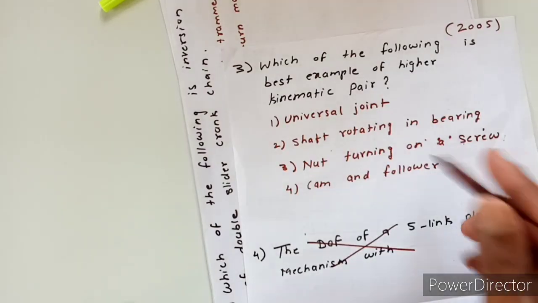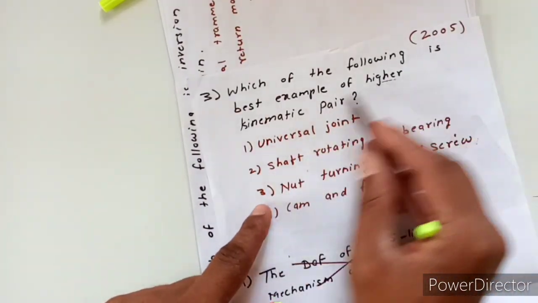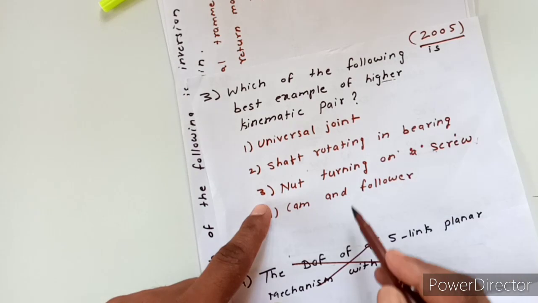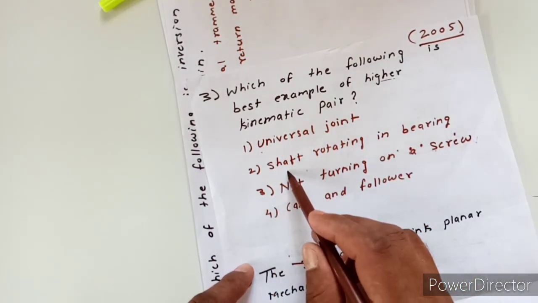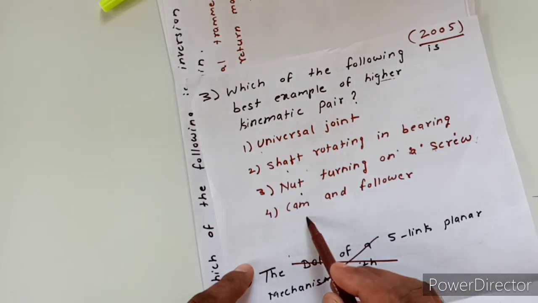Now question number 3, which of the following is best example of higher kinematic pair? This was asked in 2005. Universal joint, shaft rotating in bearing, nut turning on a screw, or cam and follower.